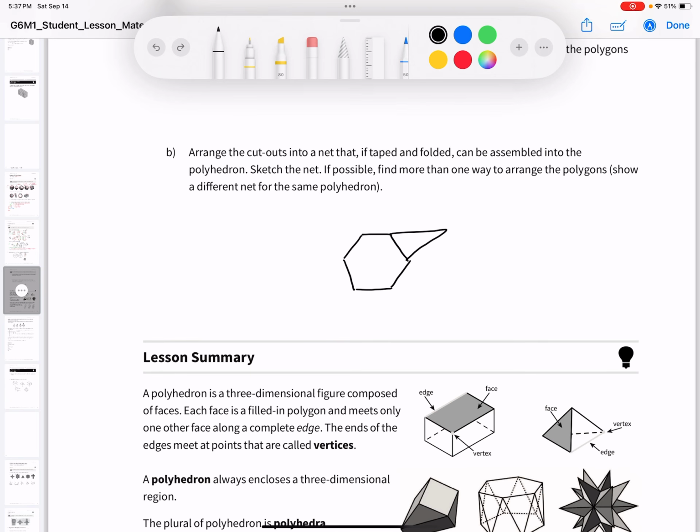Whoa. Let's try that again. Look like this, like this, like this, like this, there, there. And so when I put all of these, if I fold along the lines, these all would come together and create a point in the middle there. All right, that is our lesson for today.